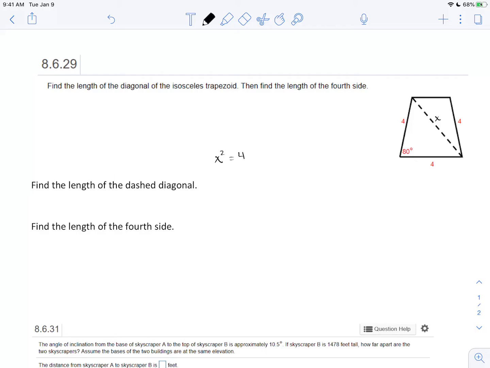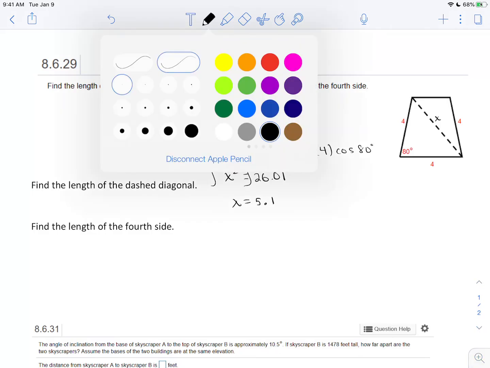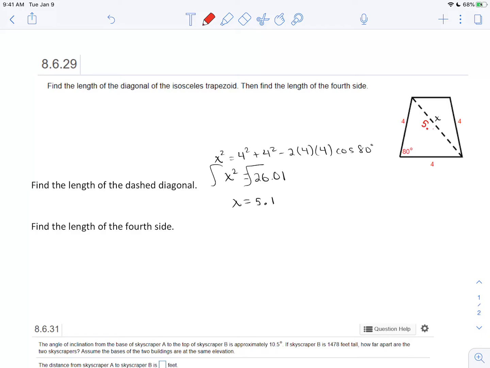X squared equals 4 squared plus 4 squared minus 2 times 4 times 4 cosine 80 degrees, right? Well, I can plug that whole thing in my calculator, and when I do, I get x squared equals 26.01, and then I need to square root both sides to get that x is 5.1, right? So that dashed line here, I'm going to write it in so I have that to reference, is 5.1.